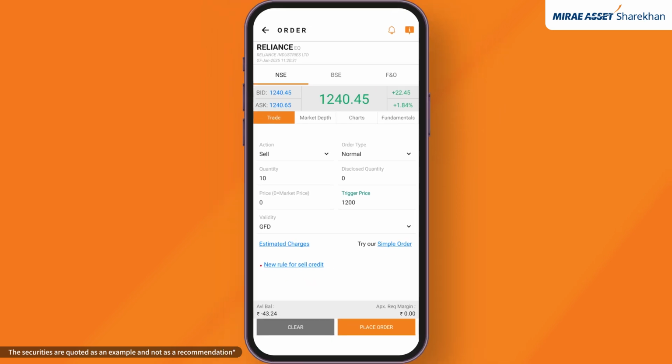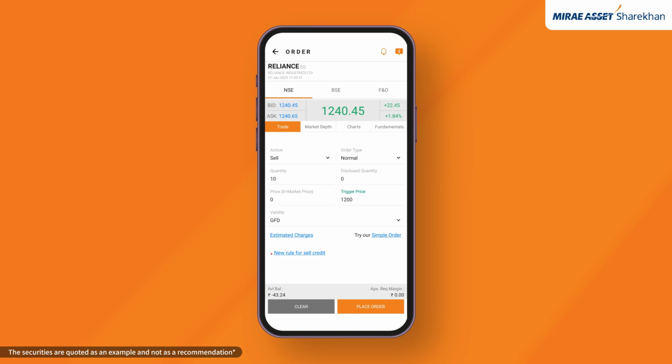Now, if you have a short sell position, the stop loss works opposite. The trigger price should be higher than the current market price. The limit price can be 0 for a market order or slightly higher than the trigger price.